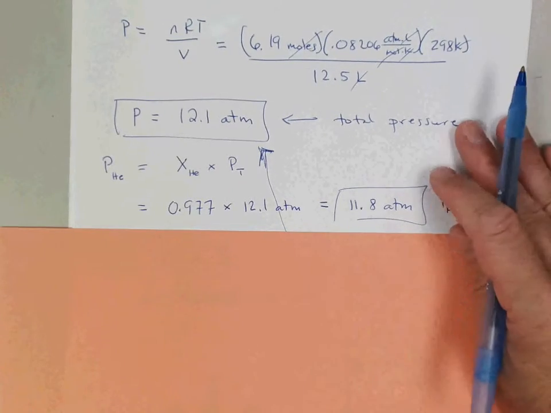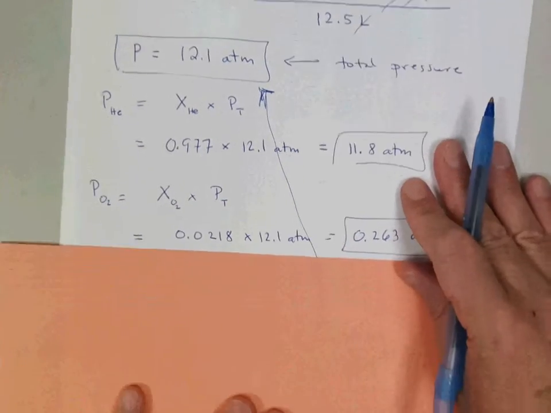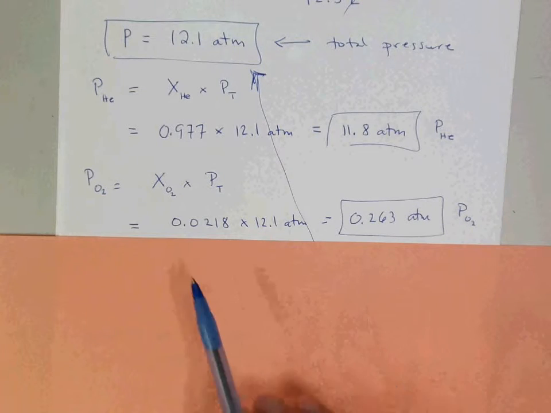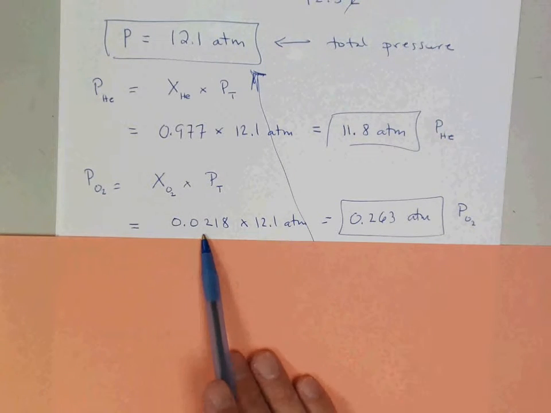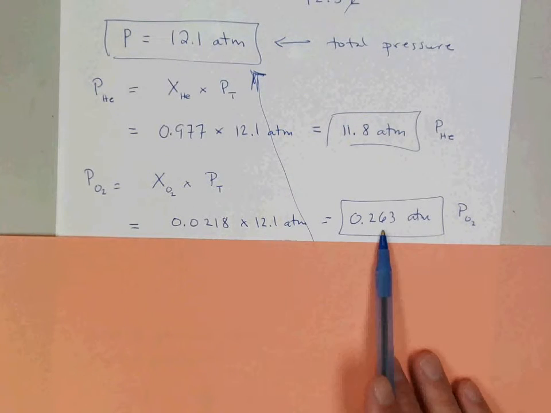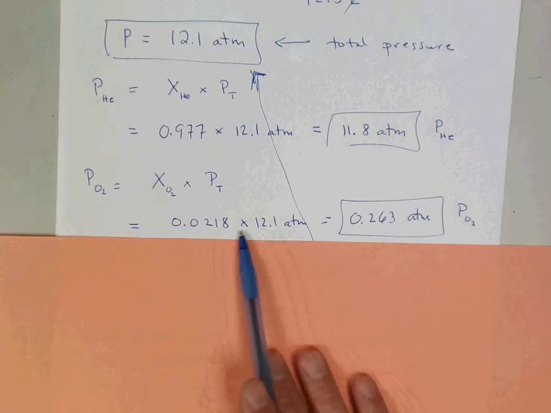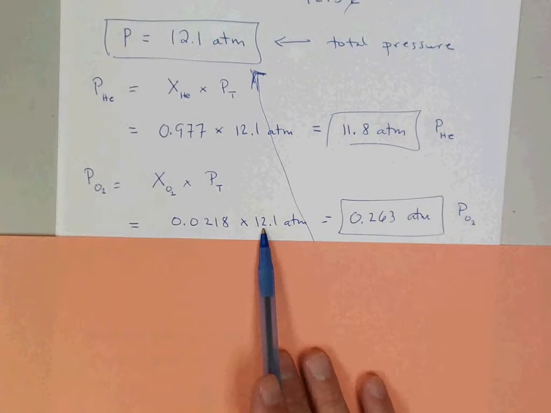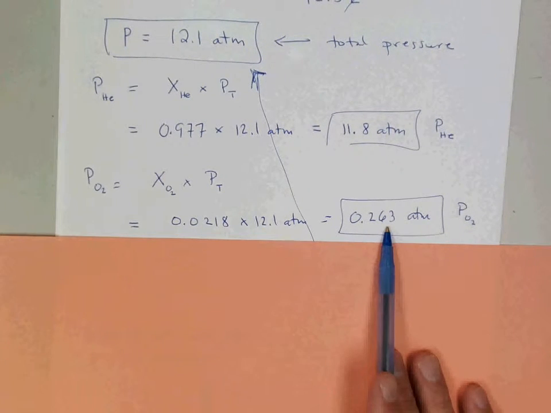Okay? We're going to do the same thing for oxygen. So we basically take the mole fraction, 0.0218 times 12.1, and we get 0.263. Now because we're multiplying this, there's 3 significant digits in both, so we have 3 sig figs.